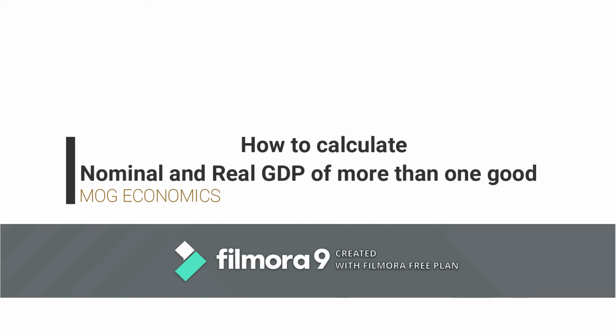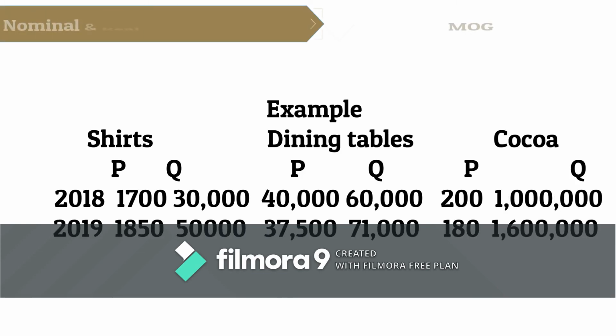Welcome back. In this lesson, we shall be discussing how to calculate nominal and real GDP of more than one good in an economy. Consider the following example. Let's assume Nigeria produces three products only: shirts, dining tables, and cocoa.